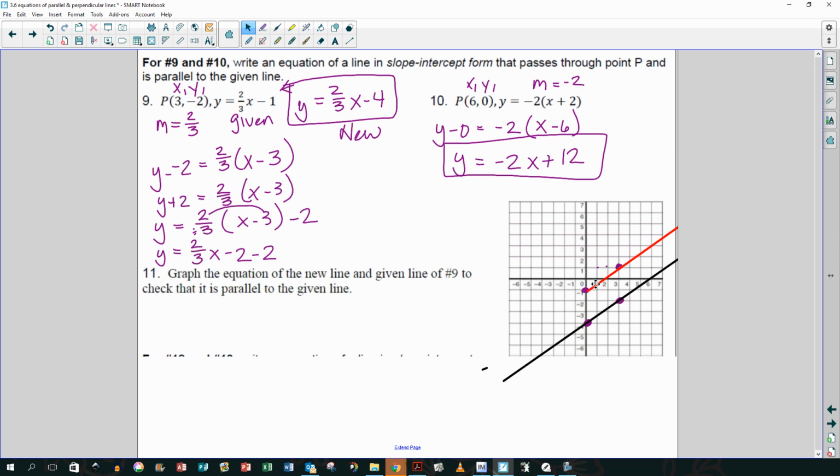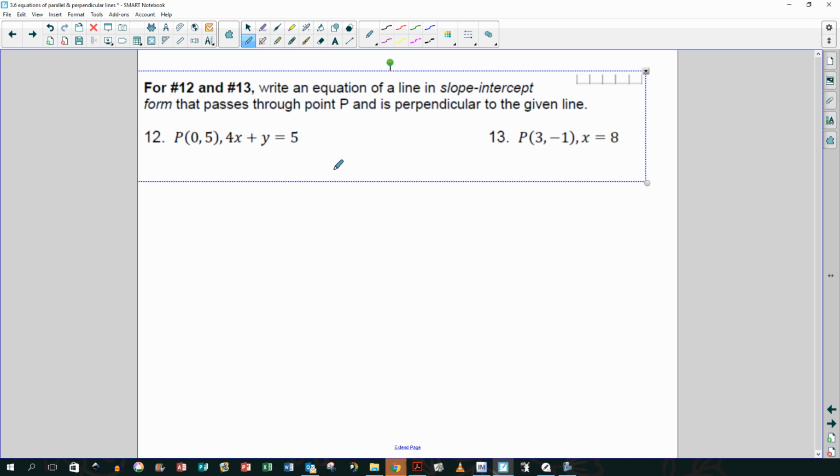And let me extend it a little bit. And it says to graph the equation to check that it is parallel. And indeed it is parallel. All right. So now let's talk about writing equations of lines that are perpendicular.